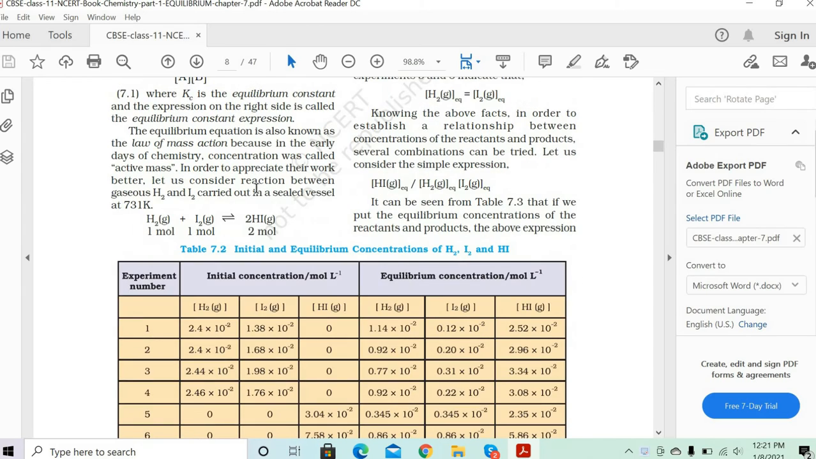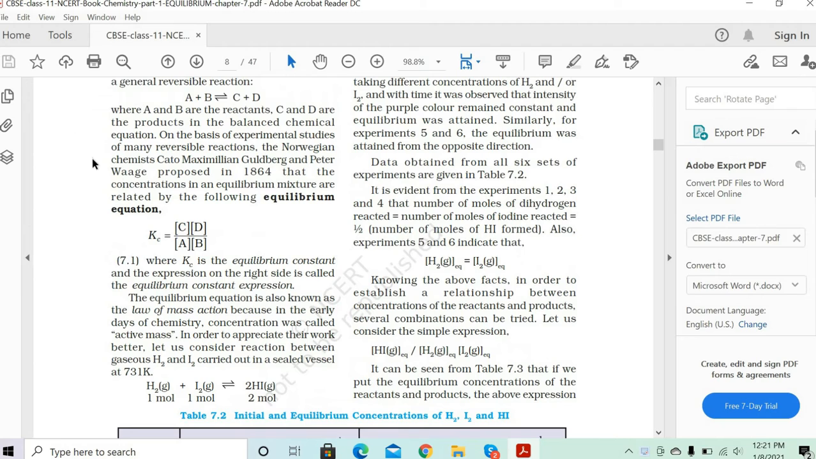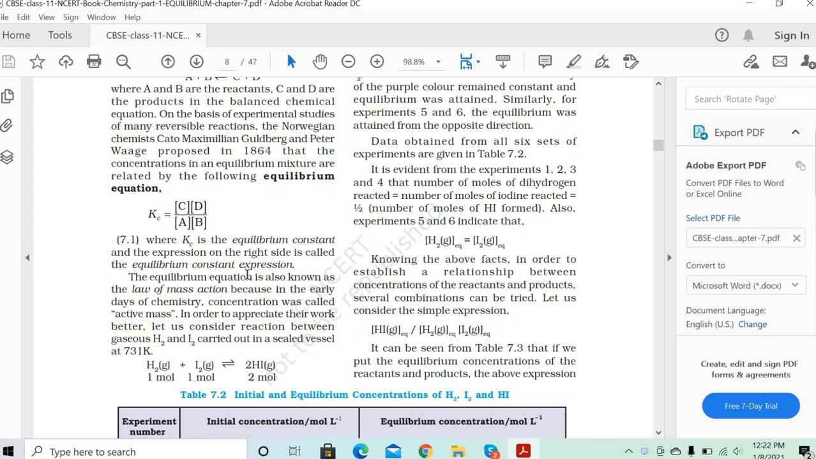The concentration we mention here is in terms of the gas. So concentration of C gas, concentration of D gas, and concentration of A gas, and concentration of B gas. And this is called the K. Whatever ratio you get, that is called the equilibrium constant.